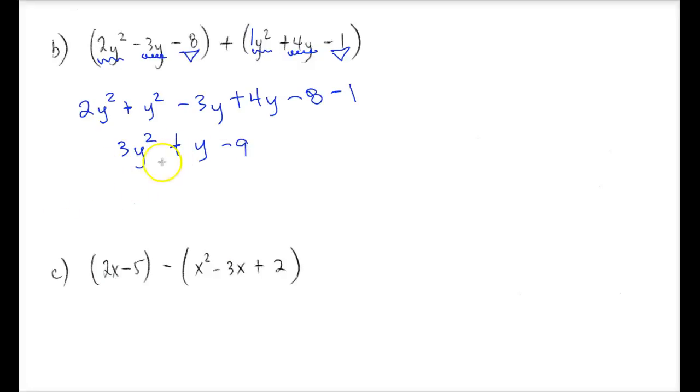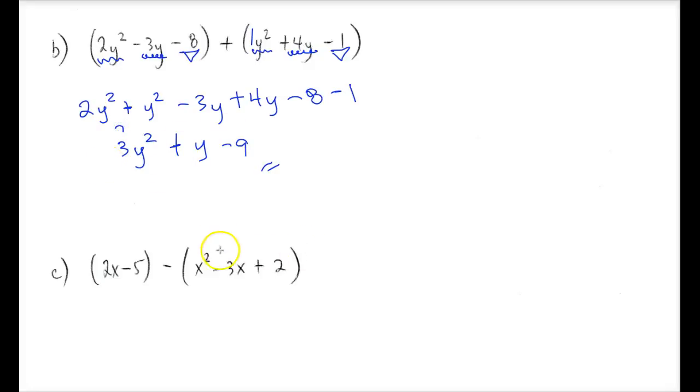And so then, of course, here we see that all 3 of these terms are unlike terms because this just has y squared in it. This just has y, and that's just a number. So this is where we stop.